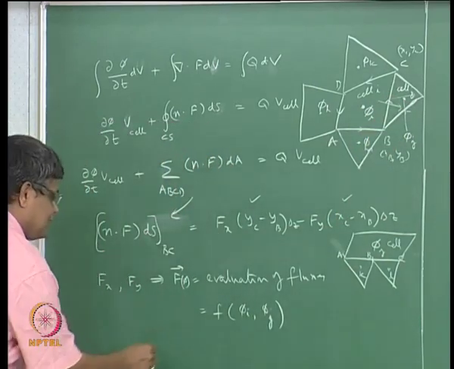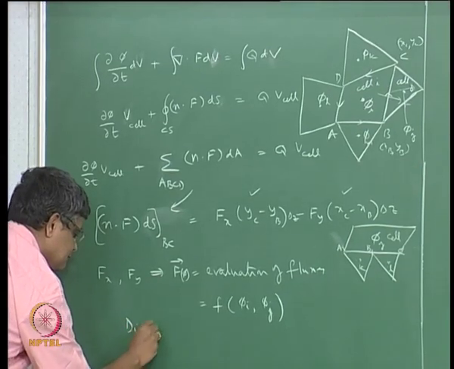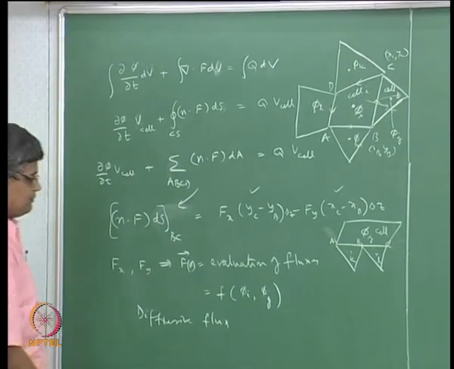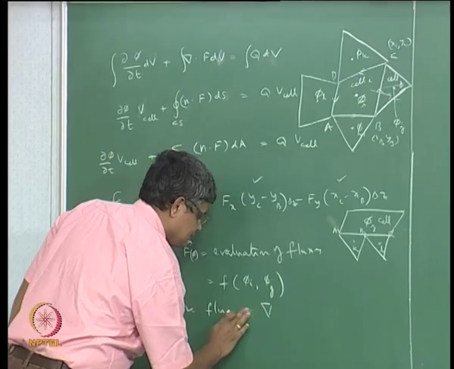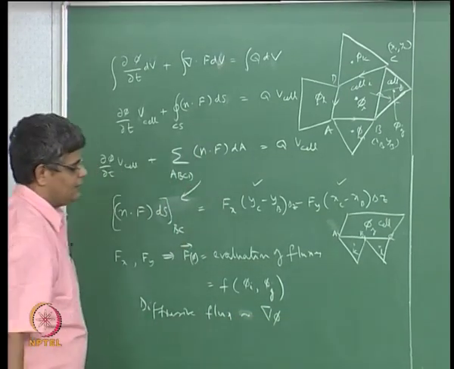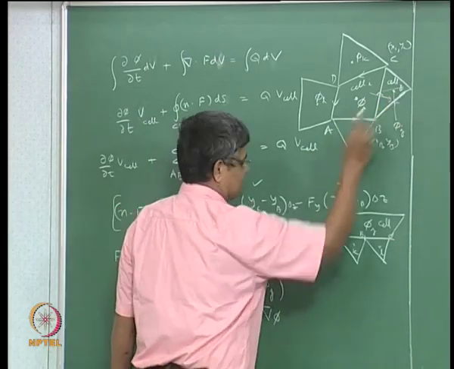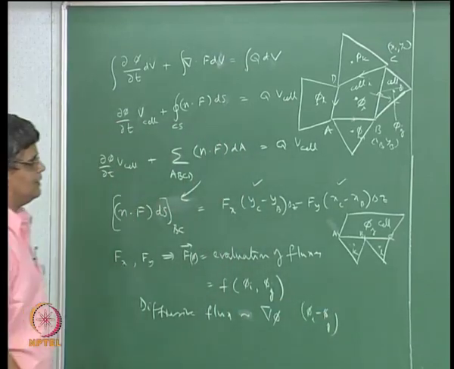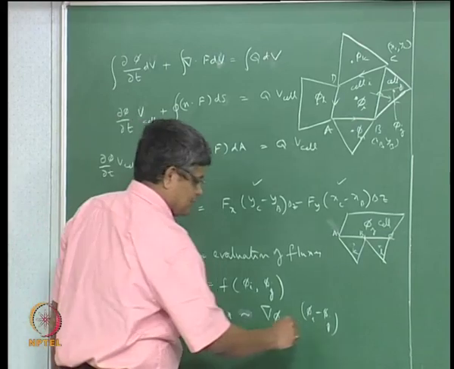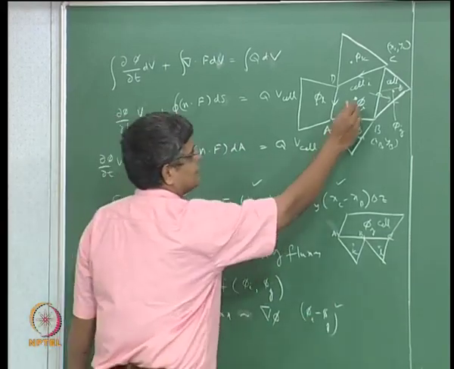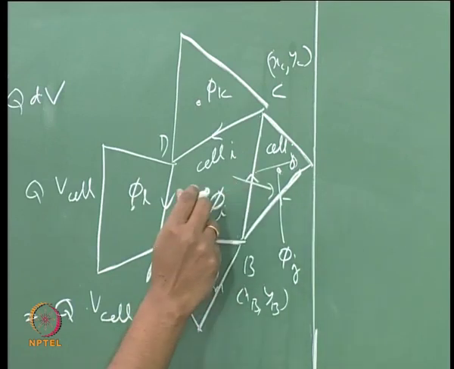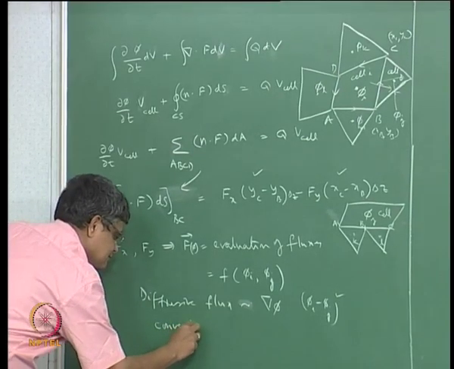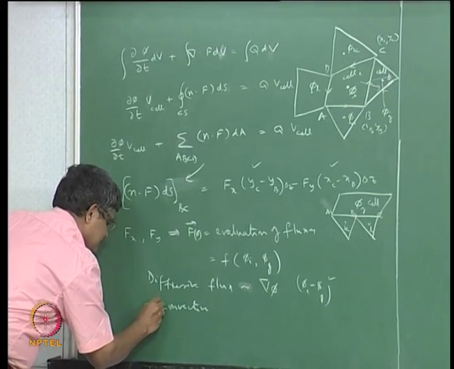So again, in flux we have diffusive flux, and when we talk about diffusive flux we are looking at evaluation of the gradient of phi, and this gradient can definitely be estimated as phi I minus phi j or something like that. So the evaluation of the gradient is readily clear when we involve these two things. Now what about convective flux, or advective flux?